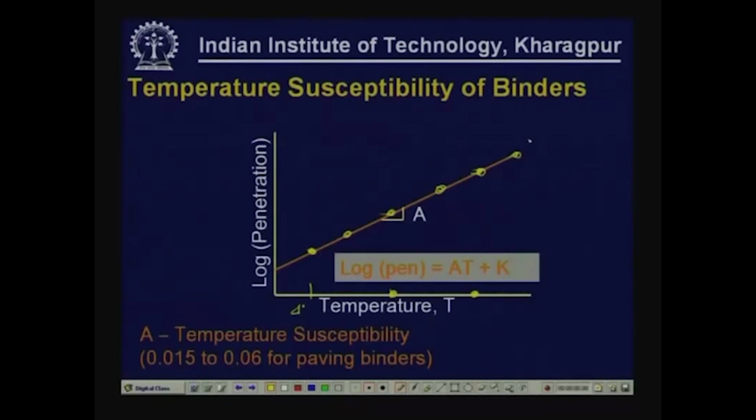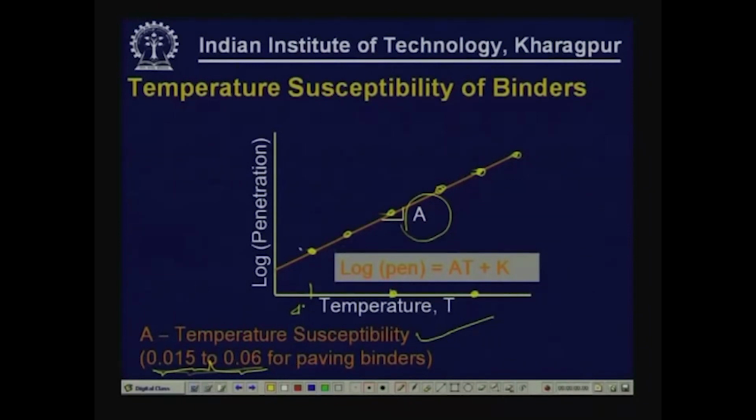Normally we expect to get a straight line if it is plotted on a semi log scale, penetration being on log scale. So, the slope of this line A is called the temperature susceptibility of the binder. For paving binders, this value is going to be about 0.015 to 0.06. So, if we can get the value of A for a given binder, we have some idea about what is going to be the temperature susceptibility of the binder.